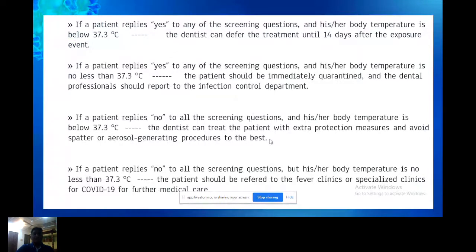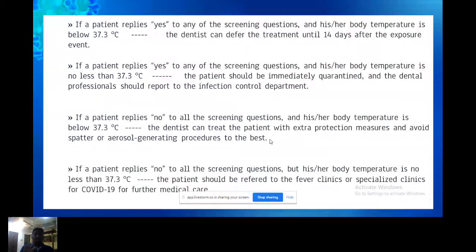Now, from this evaluation, if the patient replies yes to any of the screening questions which I have mentioned, and his body temperature is below 37 degrees Celsius, the dentist can defer the treatment until 14 days after the exposure. If the patient says yes, I have visited a patient who was COVID positive, but the temperature has not yet risen, that means he might be a carrier. So it is better to wait for 14 days. Now you will ask me, why 14 days? Because the incubation period of this virus is usually from 14 days up to 21 days. So the minimum time required is 14 days.